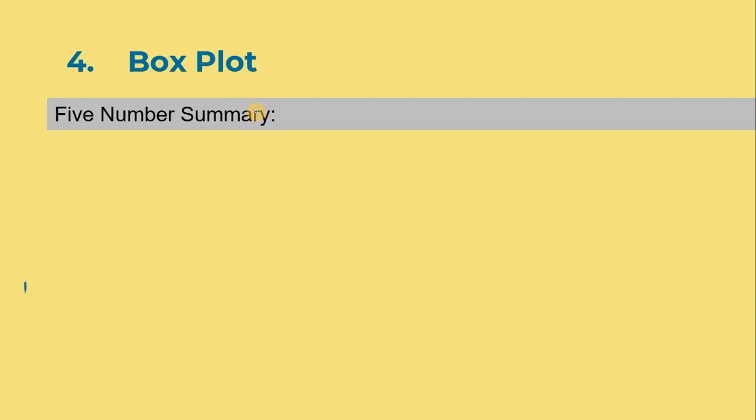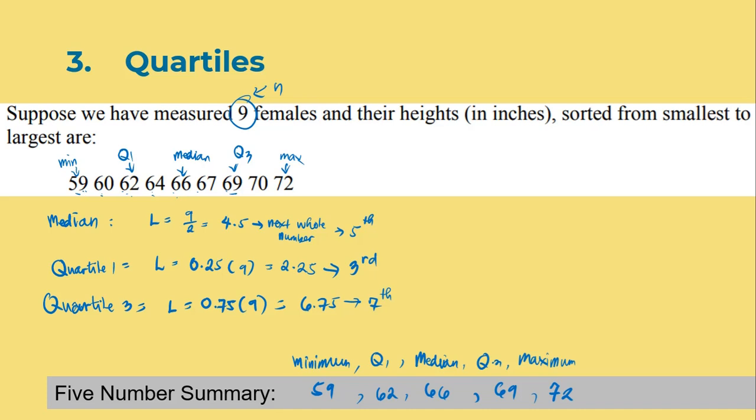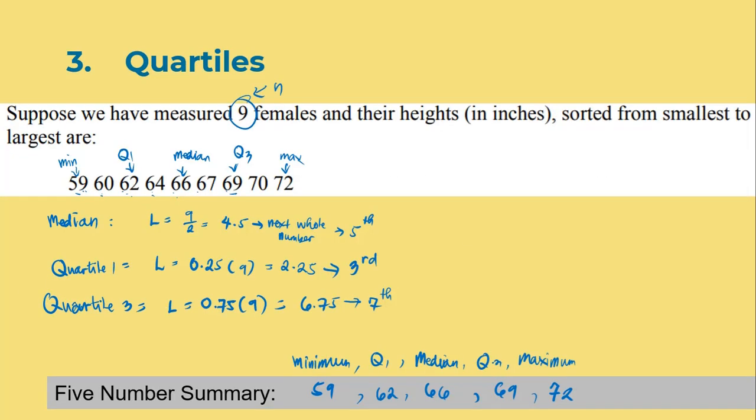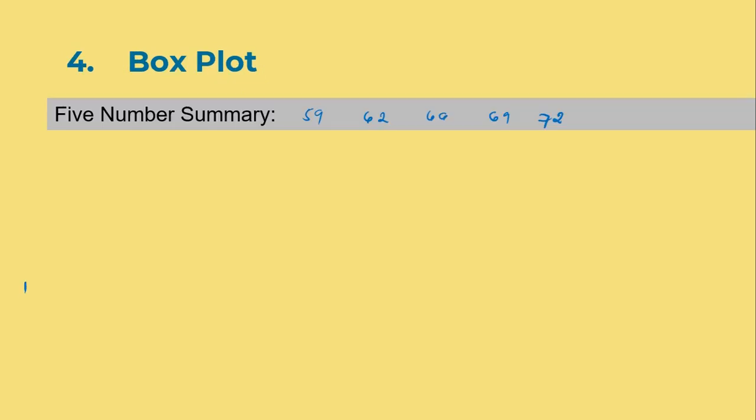Let me just check. So I remember: 59, 62, 66, 69, 72. Am I right? 59, 62, 66, 69, 72. So, okay, that's the data. So that is the 5 number summary.